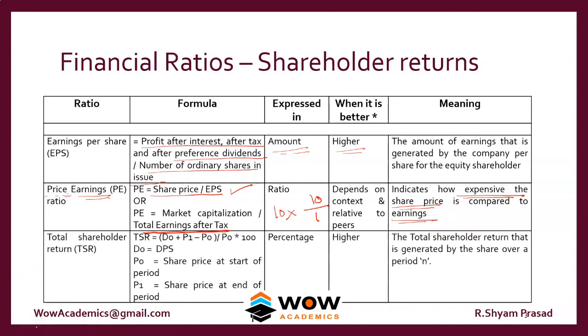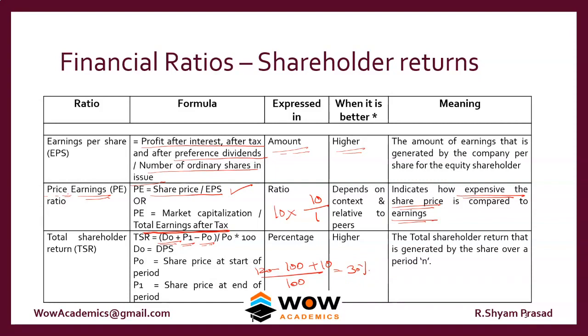So the next ratio is the total shareholder return ratio. Here D0 is the dividend that will be declared by the company in a year, P1 is the price at the end of the holding period, and P0 is the price at the start of the holding period, multiplied by 100. Assume that we have bought a share at 100 rupees. The dividend is also 100. At the end of 1 year, the price has become 120, and we have also got a dividend of 10. So we have effectively got 30% as the return. That's what the ratio indicates.